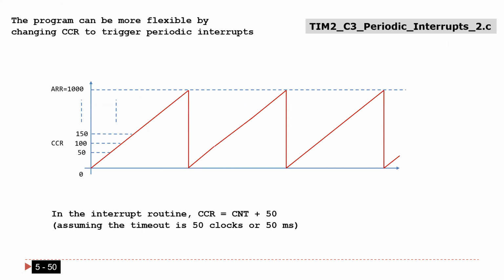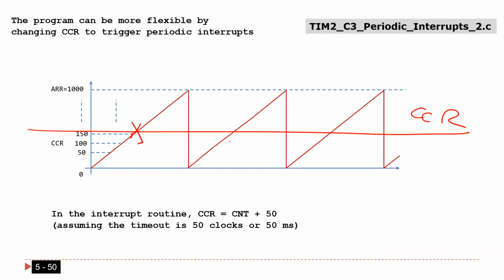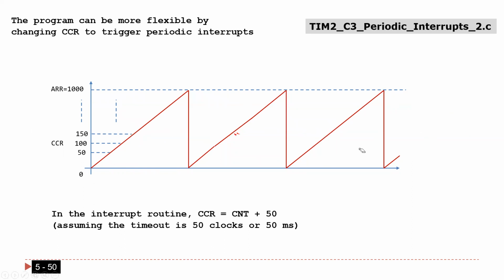So again, let me summarize what I said. Last time, I did not change CCR. That's why it was not easy to change the timeout. So the timeout has to be from here to here, and so on. Now I'm going to make a little modification to the program I taught last time, so that I can have more flexibility for the timeout.